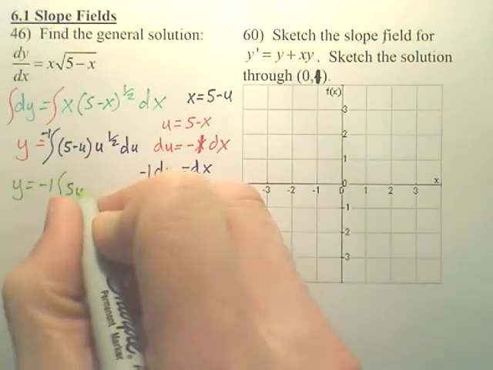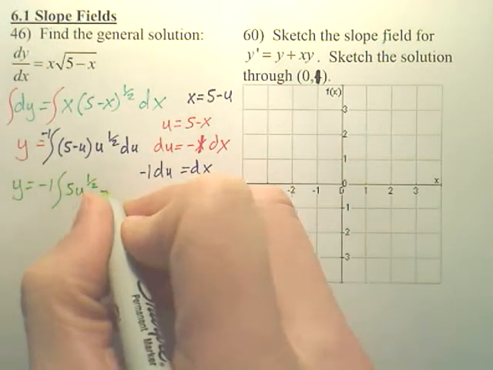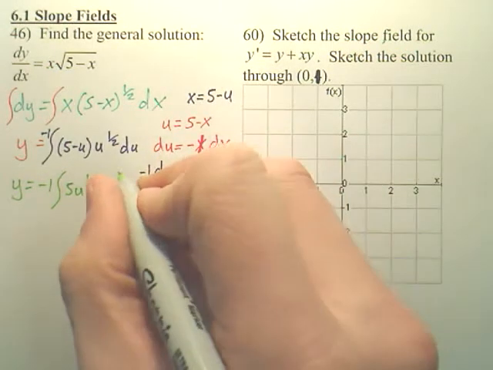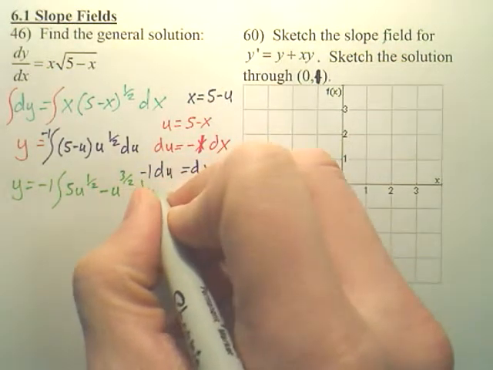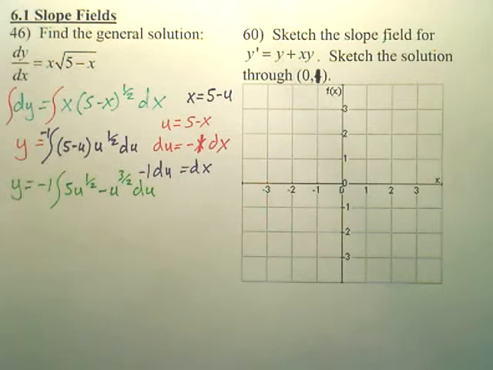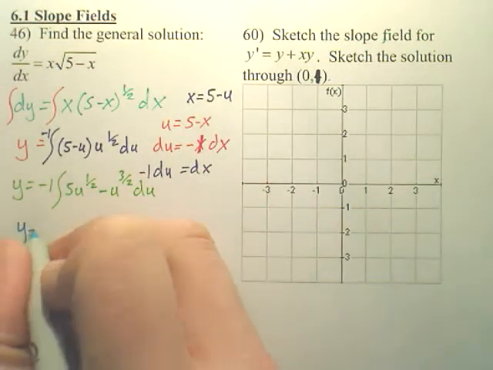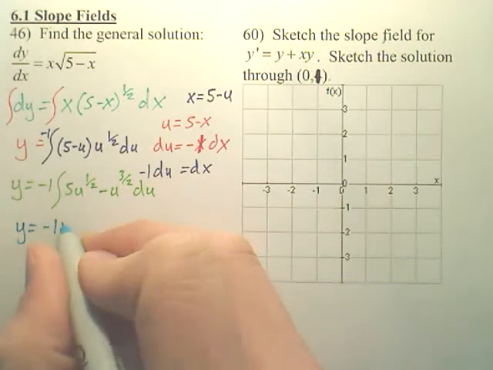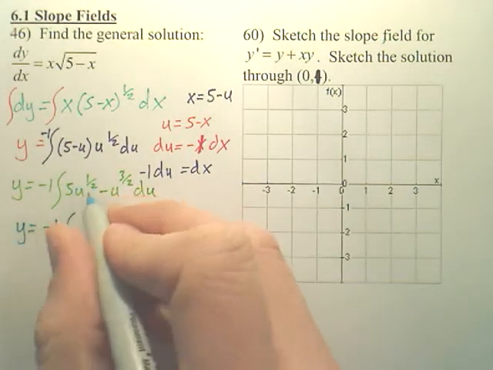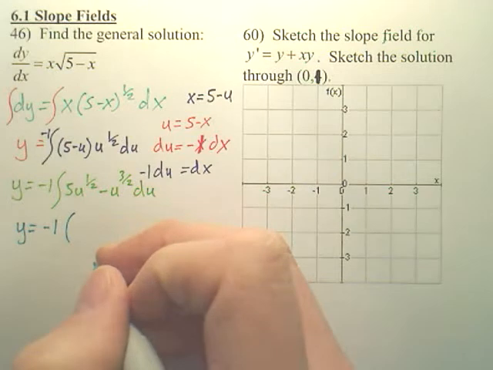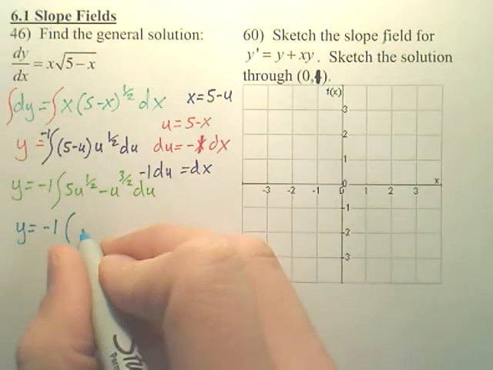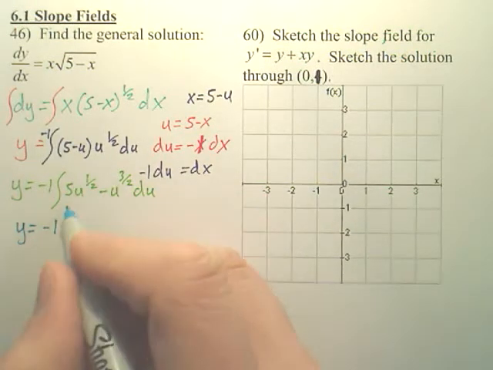Before we integrate this, let's multiply this out: 5u to the 1/2 minus u to the 3/2. Can we integrate each piece individually now? Yes. You can integrate each of these individually. So I now have y equals negative 1 times the integral of this, and well, the 5 stays out.